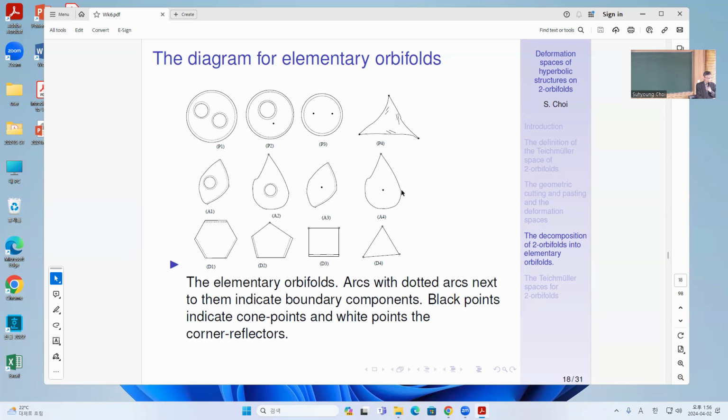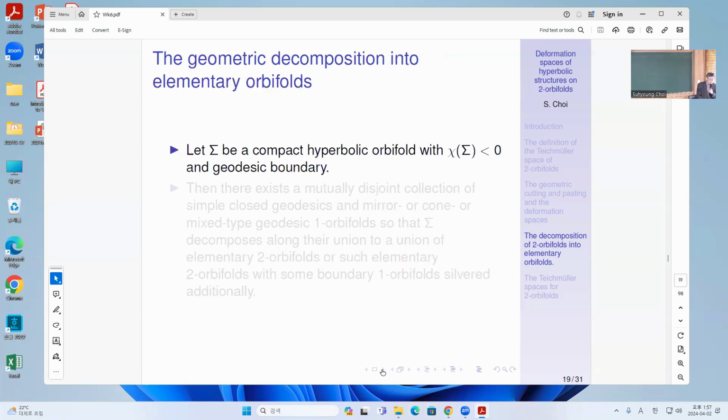So if you have any boundary for an orbifold, you can lift by the double cover to a simple closed curve here, and by the same reason you cannot do anything here. That's why these are all the elementary ones. You cannot do any more decomposition. Okay, so that's the proof for the elementary orbifolds.